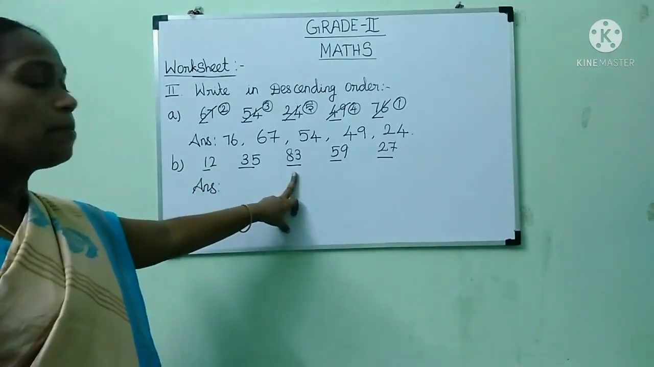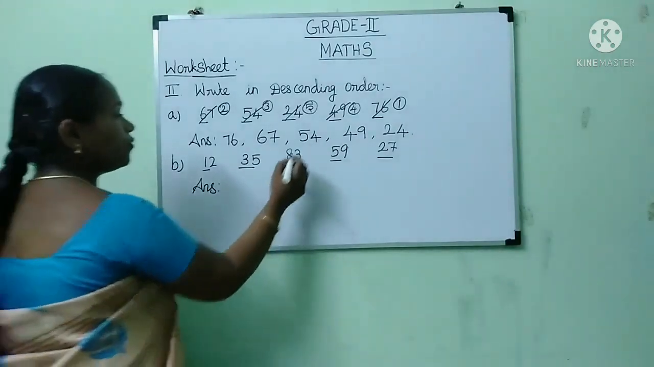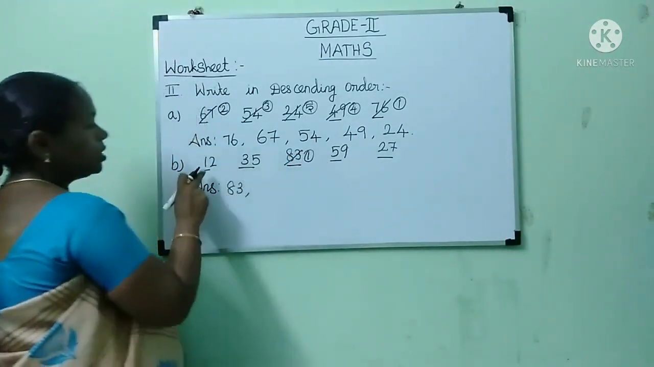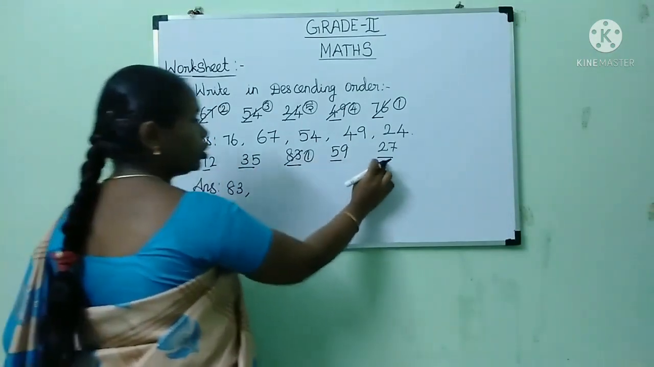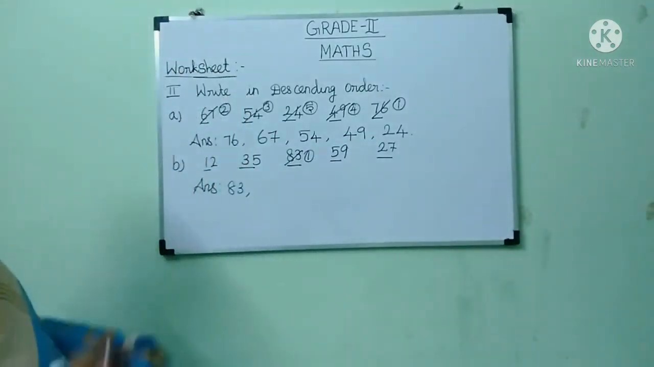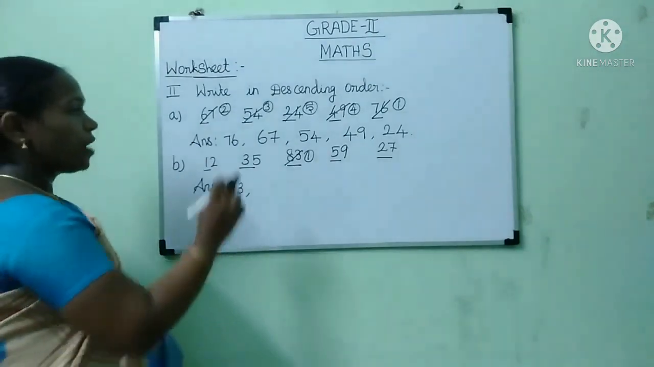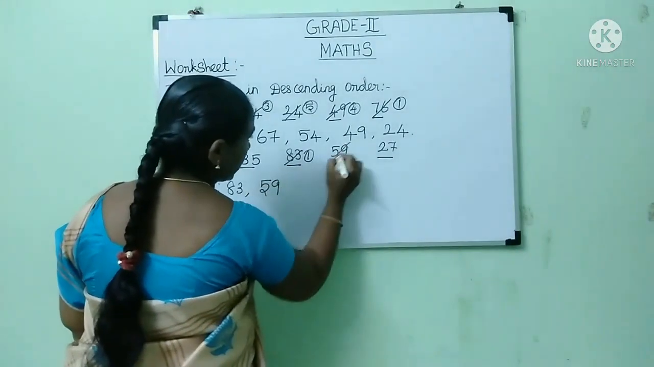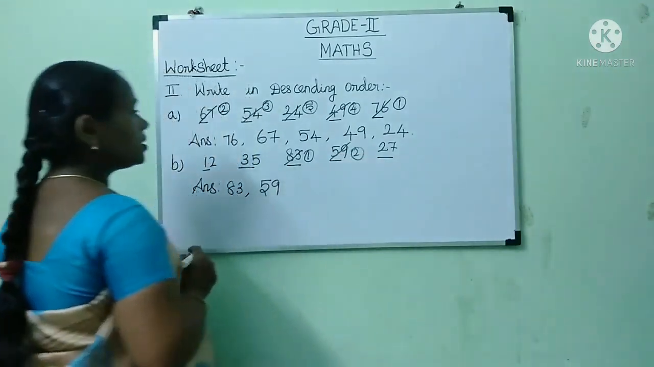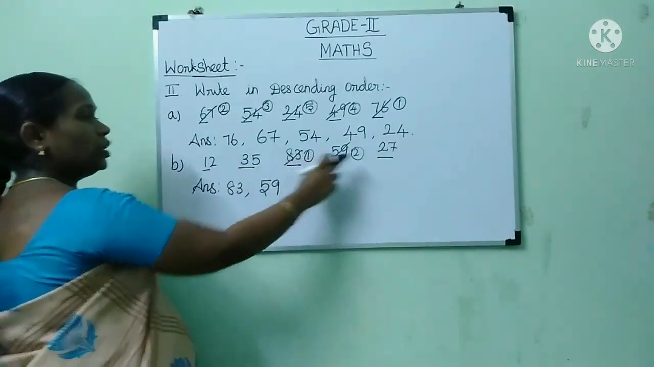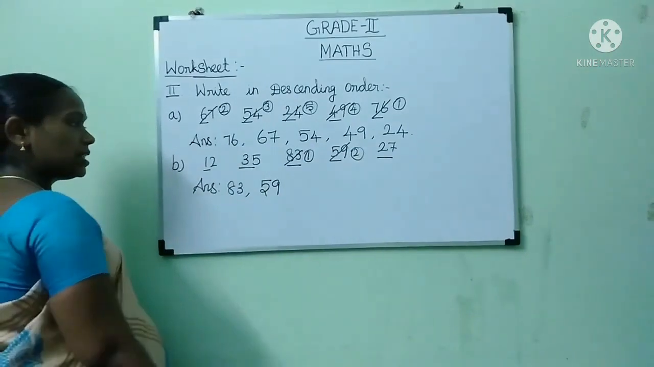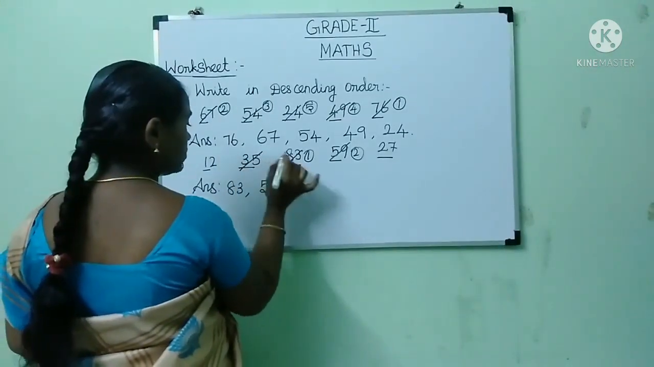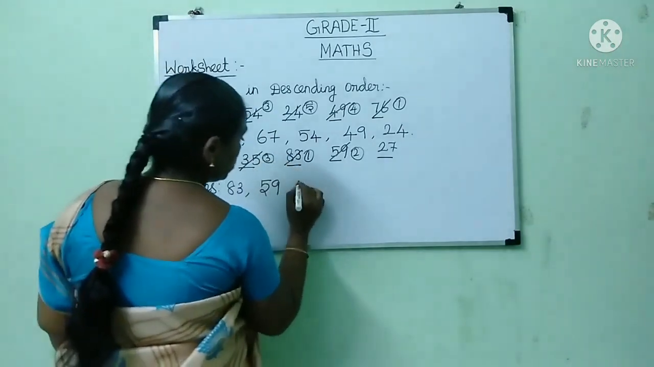Yes, 8 is the biggest number. That is the first number. 83. Next, 1, 3, 5, 2. Which number is the biggest number? Yes, 5 is the biggest number. So you should write 59 is the second number. Next, 1, 3, 2. Which number is the biggest number? Yes, 3 is the biggest number. 35 is the third number.